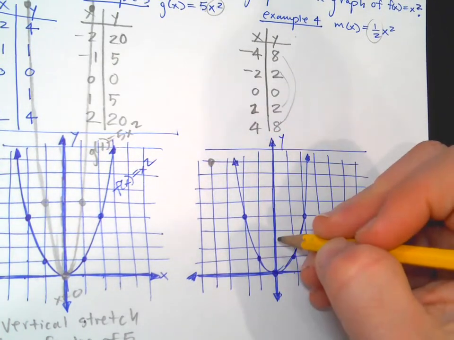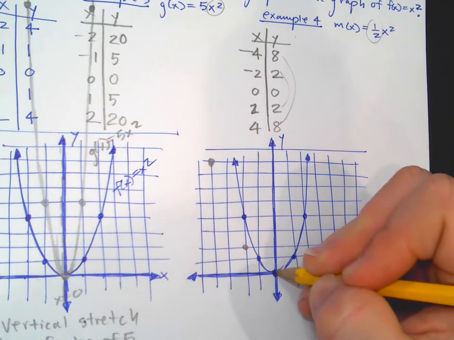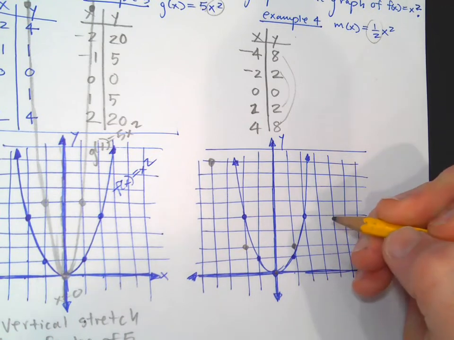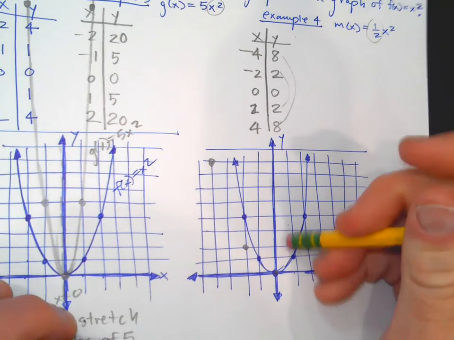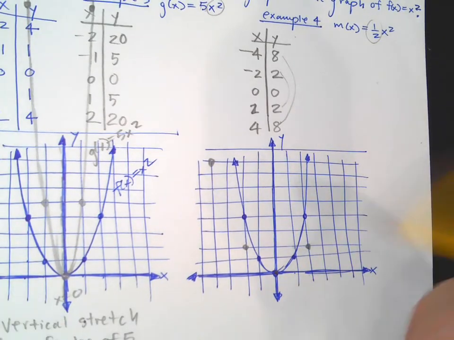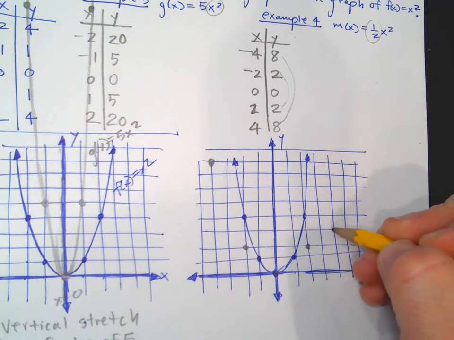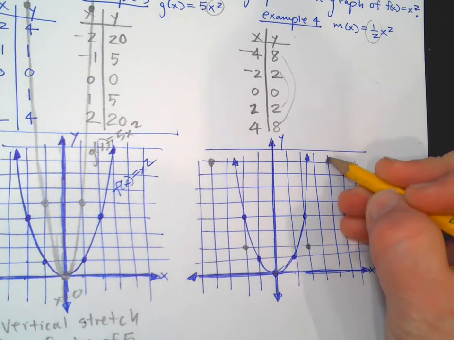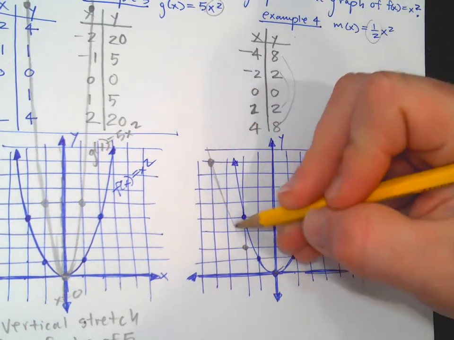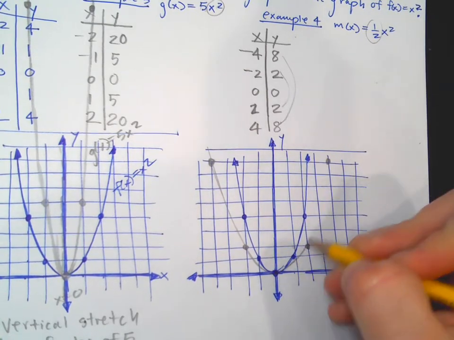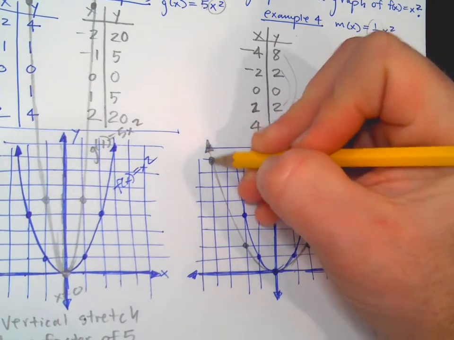Okay. And then -2, 2, you go left 2, up 2. 0, 0. 2, 2, you go right 2, up 2. Oh, wait. Right 2, up 2. That's the wrong spot. 4, 8, you go right 4, up 8. These should also be at the same level, so you kind of know if you did them wrong or not. Connect them with a smooth line. Arrows on the ends. That's part of the graph.